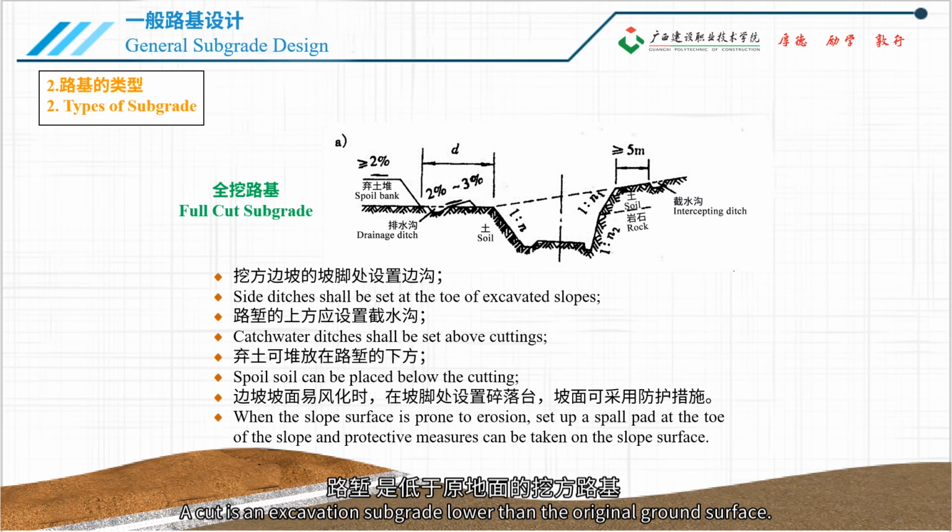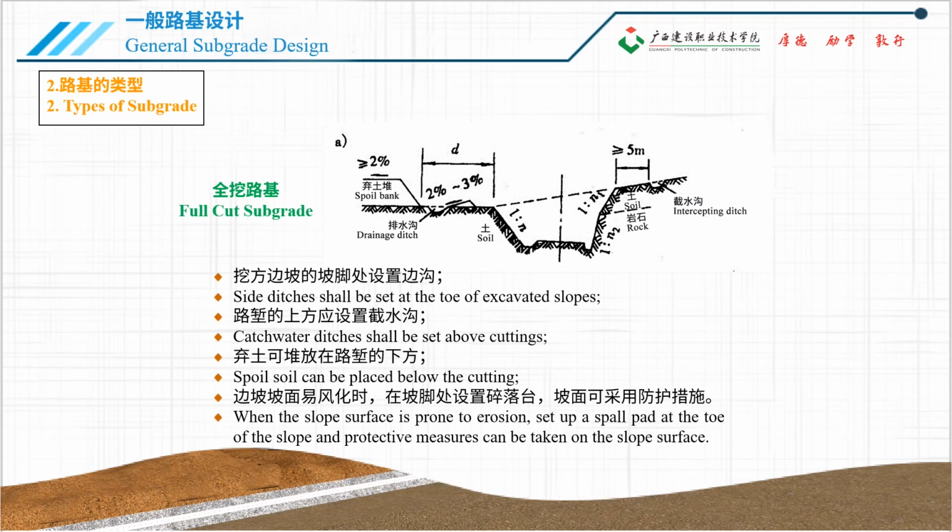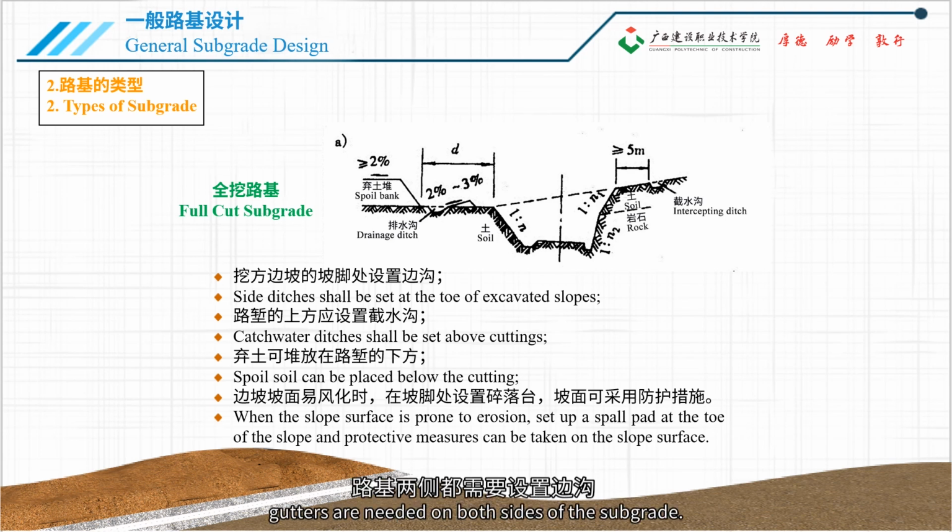A cut is an excavation subgrade lower than the original ground surface. The most typical cut is a full excavation cut. Gutters are needed on both sides of the subgrade. Depending on the soil quality, a broken line-shaped slope can be used, with catchwater drains required above the slope, not less than 5 meters from the top. At the slope foot, a debris platform is needed, and when the slope is prone to weathering, protective measures may be taken.